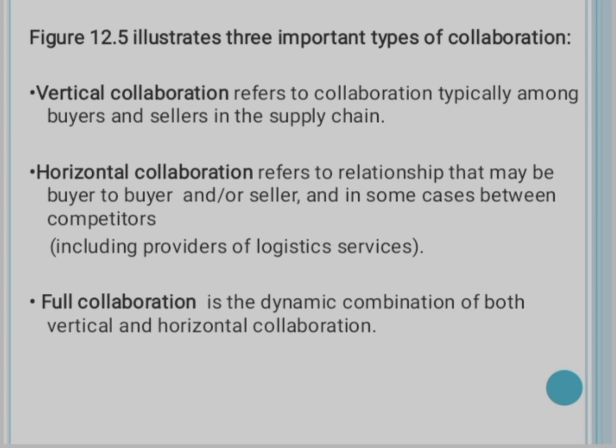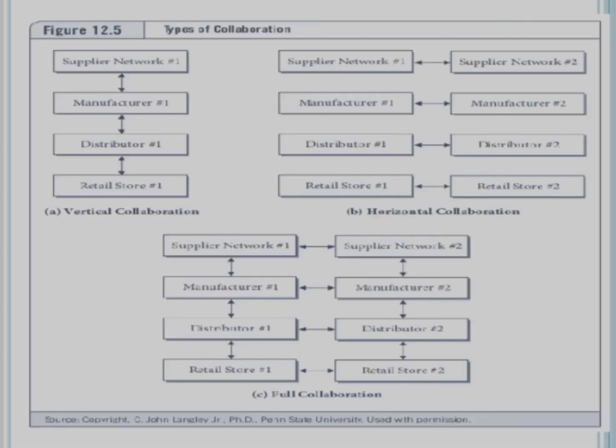Vertical collaboration refers to the collaboration typically among buyers and sellers in the supply chain. Horizontal collaboration refers to the relationship that may be buyer to buyer and or seller to seller, and in some cases between competitors, including providers of logistics services. Next, full collaboration is a dynamic combination of both vertical and horizontal collaboration. Next, figure 12.5, types of collaboration.